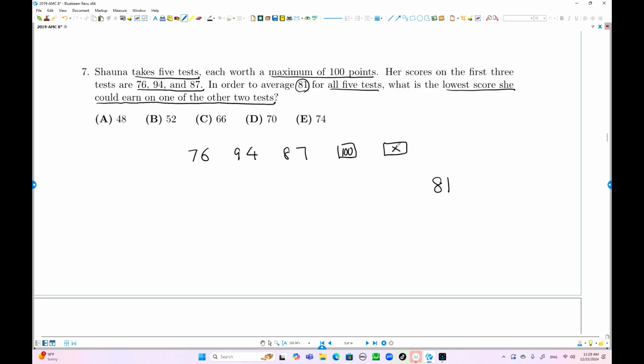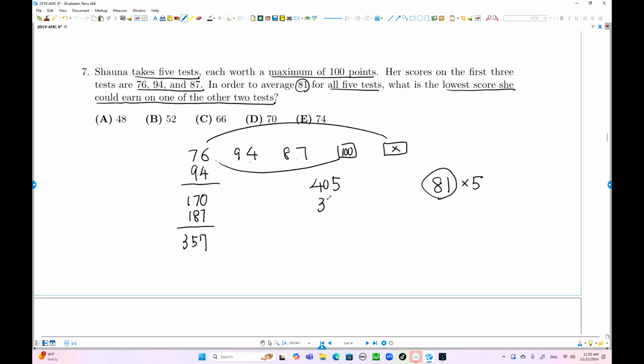That's it. Okay. So how much of this total? So 76 plus 94 over here equals 170. 100, another 87, total is what? 357, right? But the average is 81, 1, 2, 3, 4, 5 tests over here, 405, okay? Altogether. But this one is how much? 357. When you take off 357, this is 48, right? Yeah, last test 48, okay?